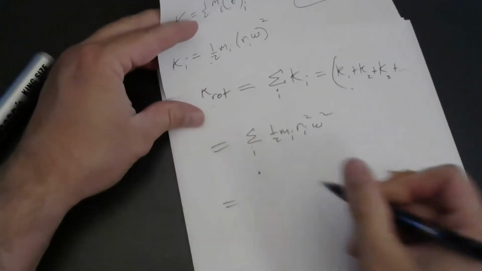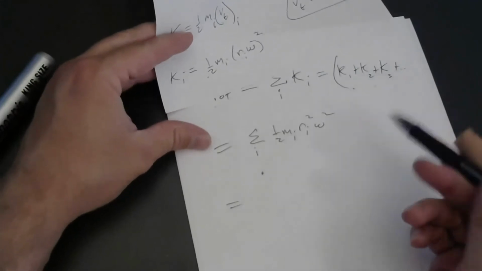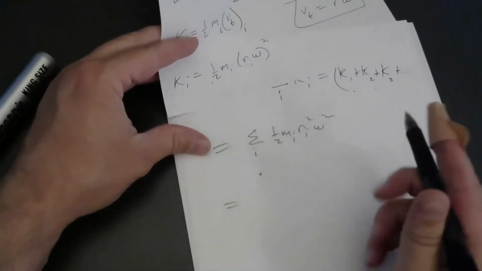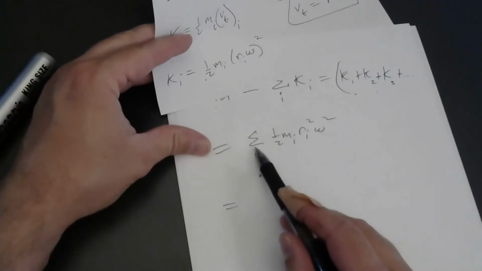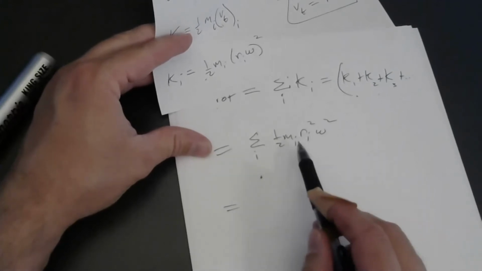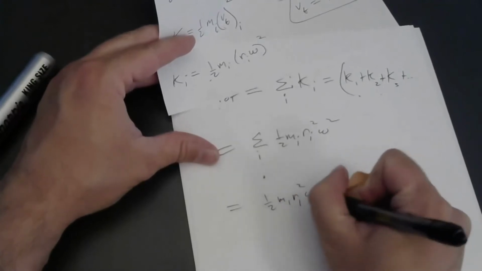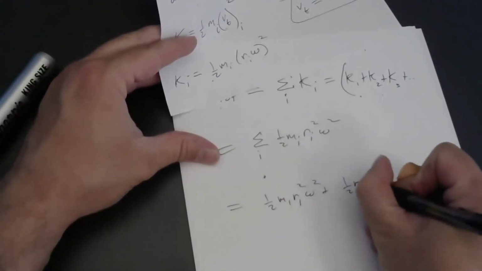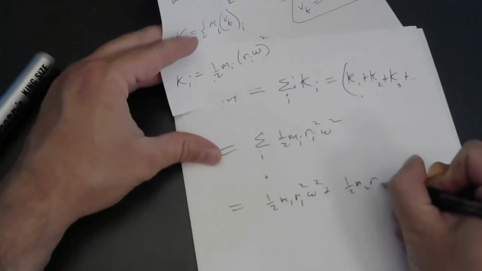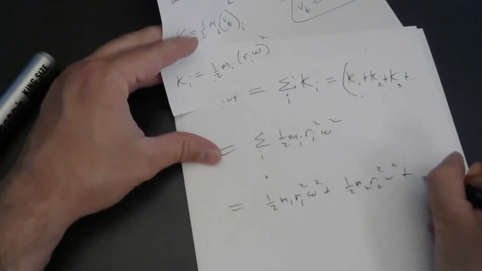And before I do something cute with factoring, I'll just write it out to make this easier. Remember, this means the sum of all these terms for every value of the index i. So that's 1/2 m1 r sub 1 squared omega squared plus 1/2 m2 r sub 2 squared omega squared plus. You get the idea?